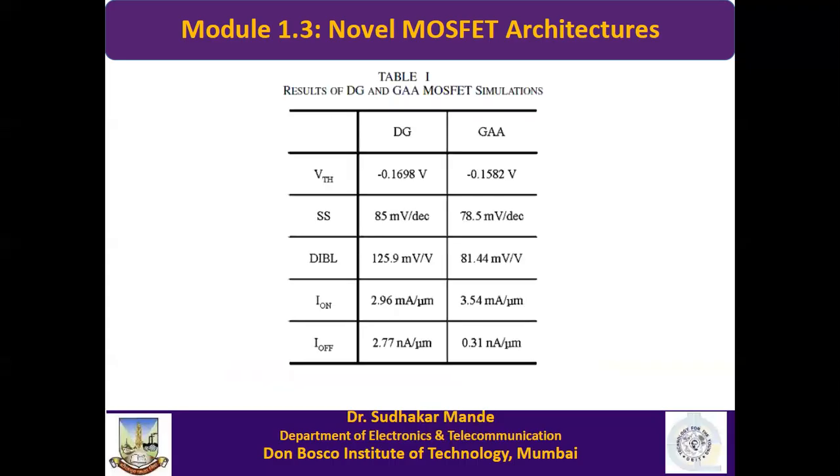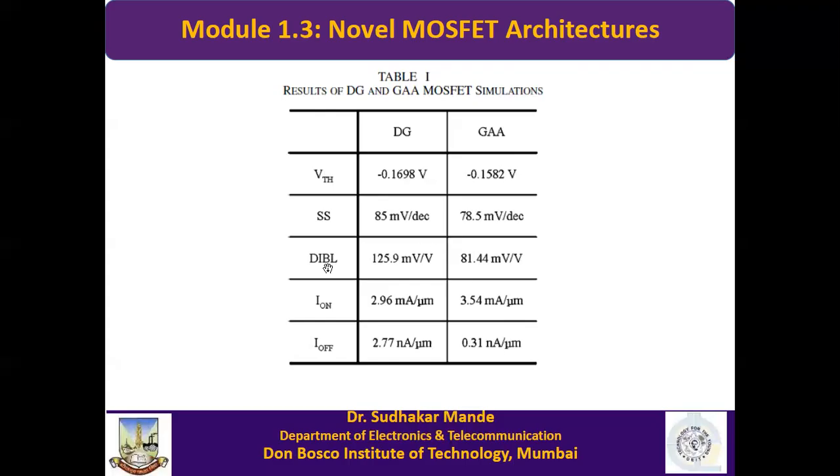And here it is a performance comparison. Here performance of both the MOSFETs is compared. One is a double gate MOSFET and the other is GAA MOSFET. Threshold voltage is approximately the same, 0.16 and this is 0.58. Then subthreshold slope. This subthreshold slope should be as low as possible. In case of double gate MOSFET it is 85 millivolts per decade, but here it is 78 point this one. So it is less, and therefore GAA FET is better.